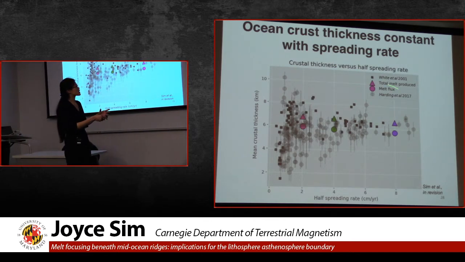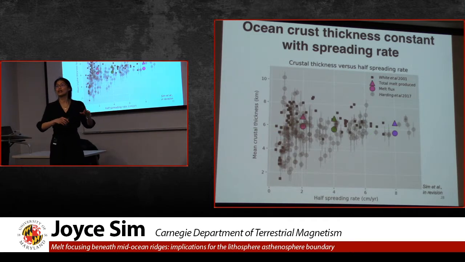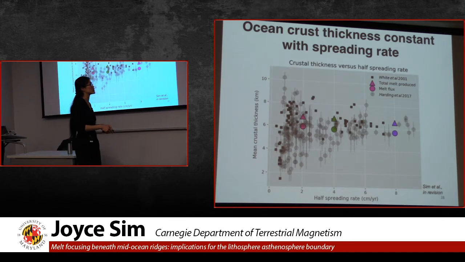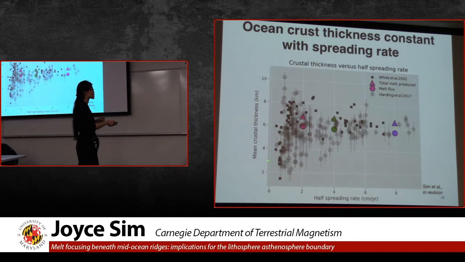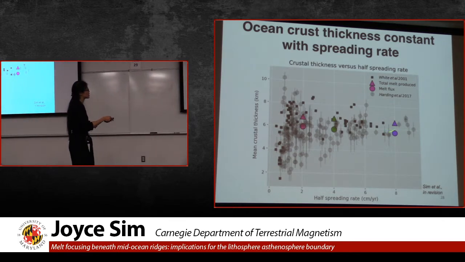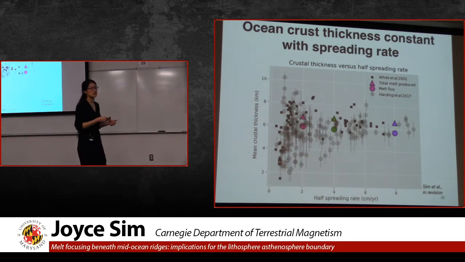So that gives you a clear idea that this is not just those black squares. It actually looks like the average crustal thickness was lowered by about 0.5 kilometers or so. And you also see variability becoming less as you increase the spreading rate.